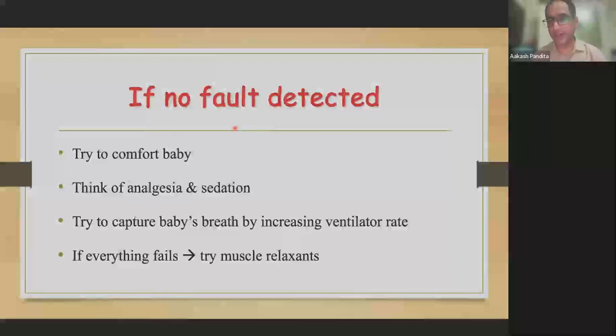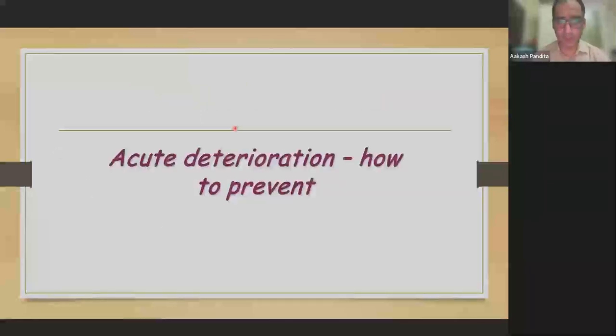If no fault is detected, that is, we have gone through this checklist or stepwise approach but there is no cause identified, then we should try to comfort the baby. Think of giving analgesia if the baby is fighting the ventilator despite fine tuning the settings. We should try to increase the rate if the baby is having tachypnea, so as to capture his rate. Or very rarely, especially in cases of PPHN, we may have to use a muscle relaxant, but muscle relaxants should not be used as a routine in neonatal ventilation.